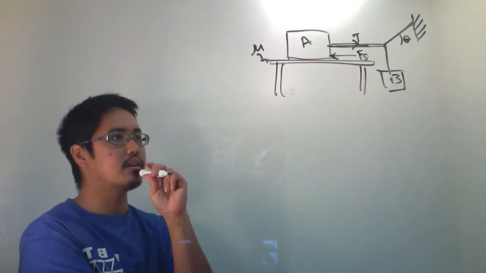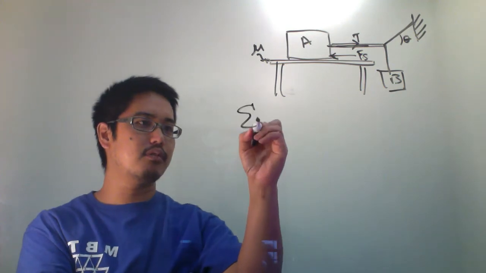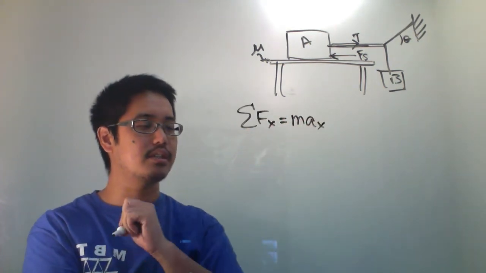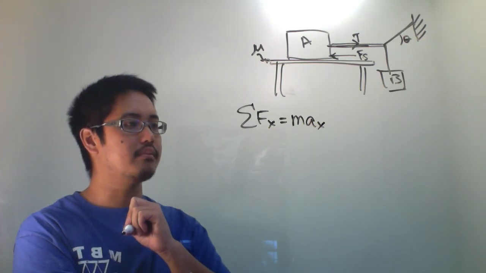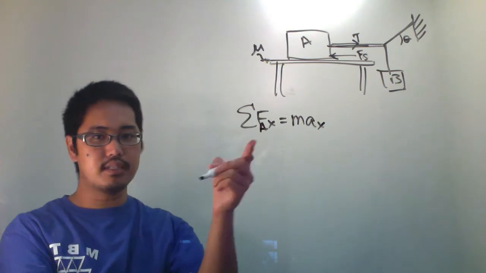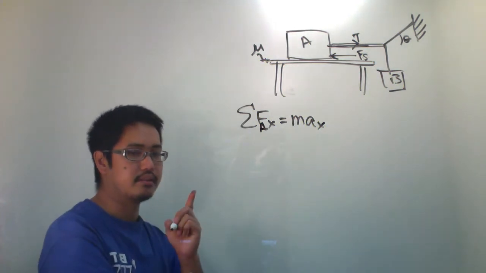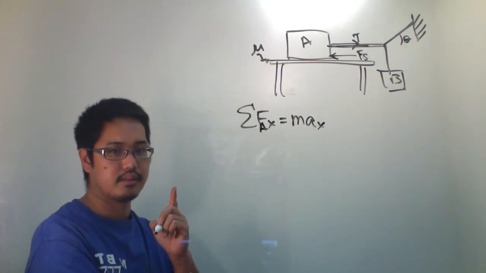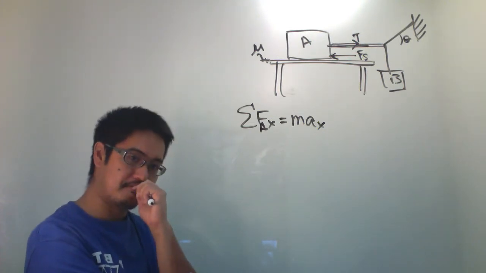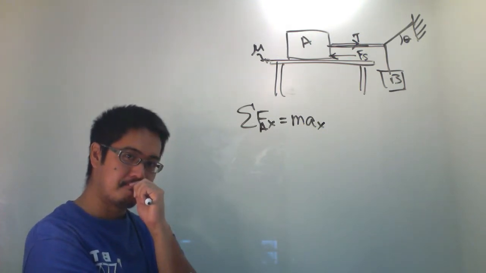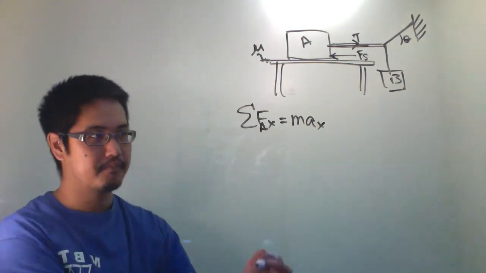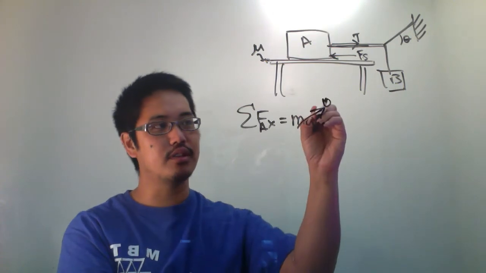Okay, here's what my thoughts are. I'm going to do a sum of the forces in the x direction is equal to mass times acceleration in the x direction on block number A. Is there acceleration in the x direction on block A? Read the problem carefully. I'll wait. No, because it's static friction, so there's no motion. Because they told us there was no acceleration.